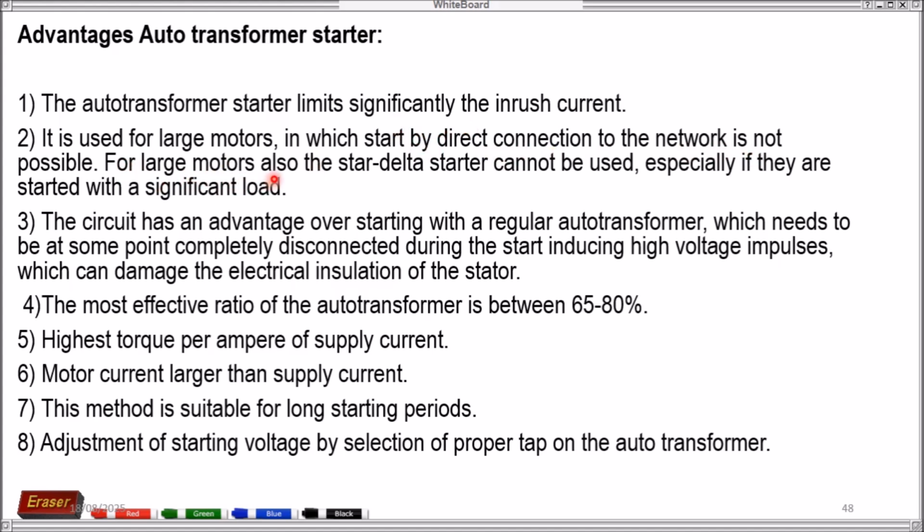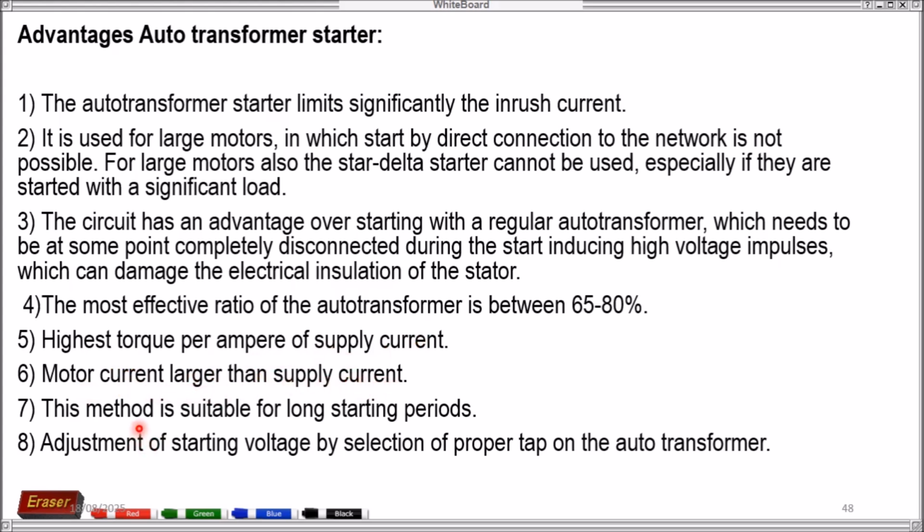For large motors also, star delta starter cannot be used, especially if they are started with a significant load. Then the circuit has an advantage over starting with a regular transformer. The most effective ratio of the transformer is between 65 to 80%. High torque per ampere of the supply current, motor current larger than supply current.